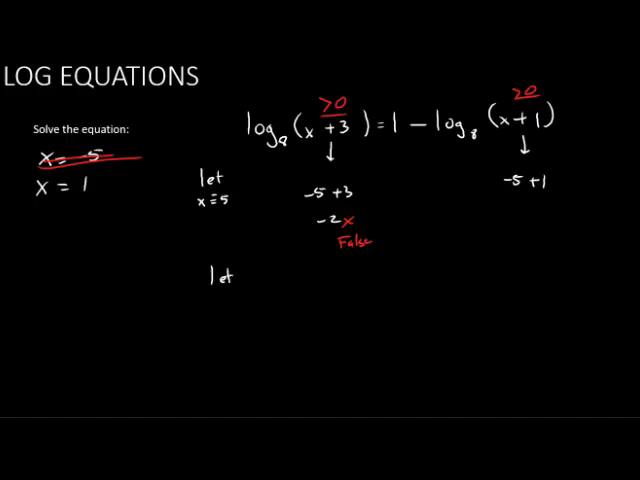Now let's also try x equals 1. In our first log term, we'll have 1 plus 3, and then in our other log term, we'll have 1 plus 1. 1 plus 3 is greater than 0 because that's 4, and 1 plus 1 is 2. That's still greater than 0. This means that x equals 1 is a true answer, and that will be our only true solution to this log equation.